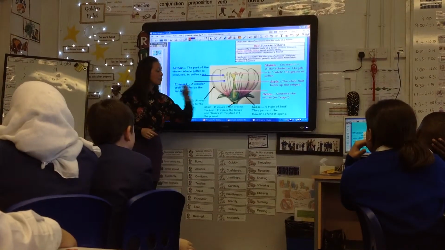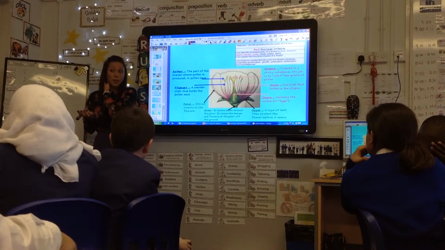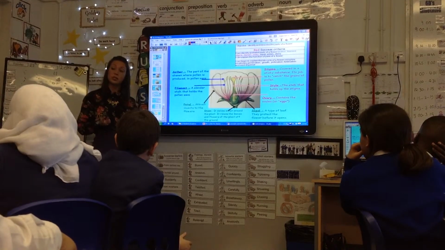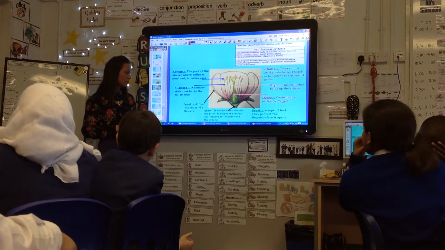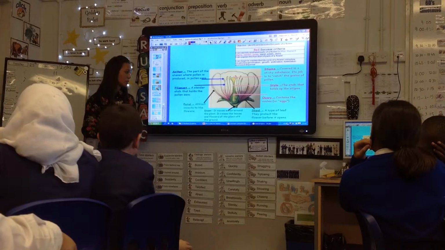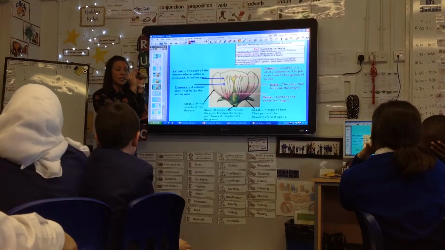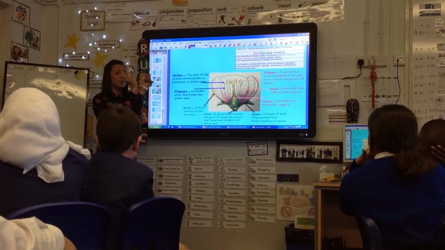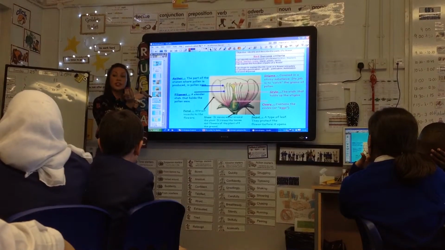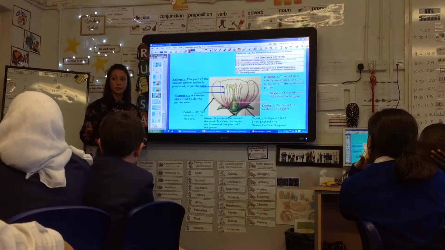And the sepal, which you thought was the petals to begin with, but actually what does it do, Hafsa? A type of leaf that protects the flower with pollen. Yeah, so it's when it's closed and then it opens up into a petal, into a beautiful flower, and they just sit around the bottom of the petals, okay?